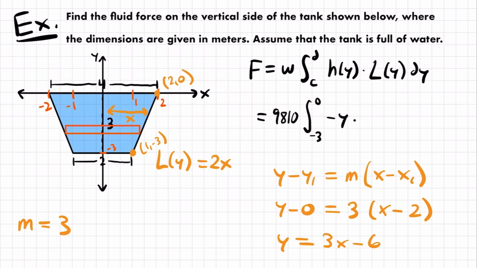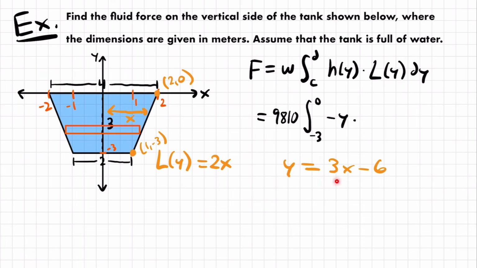So if I clean up my work here, let's solve for x in this equation. I'm going to add 6 to both sides, and so we'll have y plus 6 is equal to 3x, and then dividing both sides by 3 will give us that x is equal to y divided by 3 plus 2. Right, 6 divided by 3 is equal to 2. And so now we have this equation for this line in terms of y, and we can plug that in for x in our length function, and that will give us the length of our representative rectangles in terms of y.